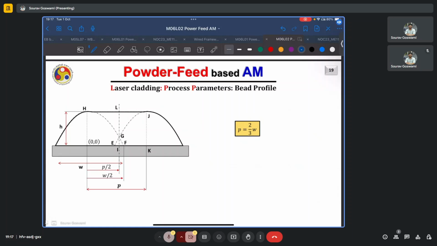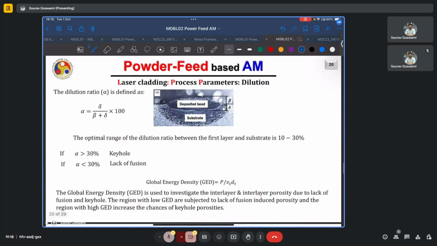And it turns out that in this case also, the optimum step over P is equal to 2/3 times the width of a single bead. So P is equal to 2/3 W.